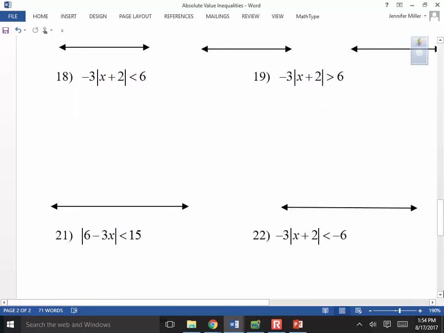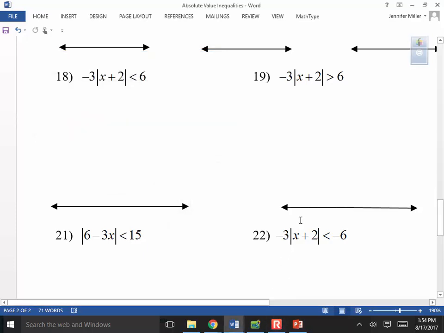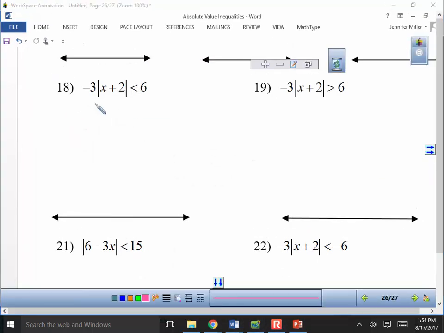18. On number 18, are you thinking this is an or inequality? Yes, but we can't make that call yet. And do you know why, Pate? Right, we've got to get the absolute value by itself first. So we have to divide both sides by negative 3. And once we do that, we get the absolute value of x plus 2 is, what do we do with that inequality symbol? Right, we flip it so it becomes greater than negative 2.